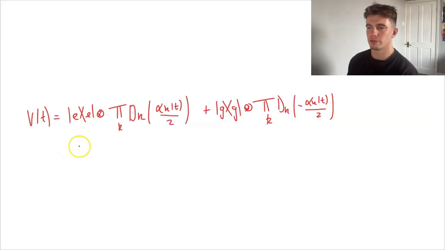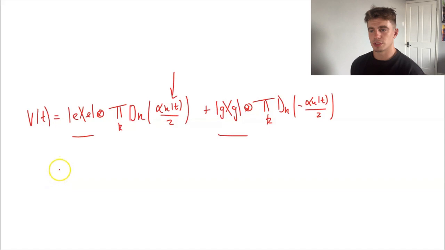Now we found a nice form of the time evolution operator in the interaction picture, which is displace each mode k in the bath by an amount alpha k over 2 if the system is in the excited state, or displace it by an amount minus alpha k over 2 if it's in the ground state. And then we also need to remember that these displacements are time dependent too. So now that we've got this, we can find the reduced state of the system, which is going to be the thing that we're actually interested in.